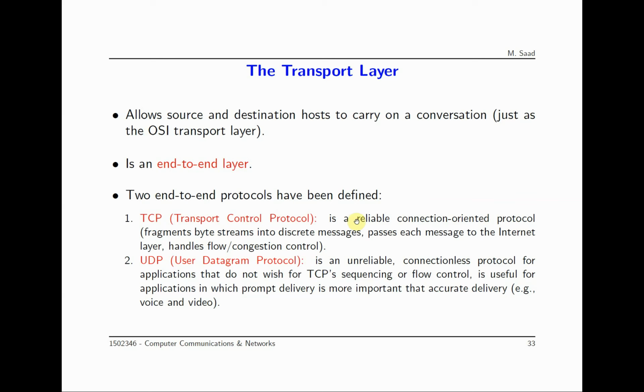In addition to this, at the transport layer, we have two main protocols that we can choose from, depending on the application that is using the network. One of the protocols is called TCP, the Transport Control Protocol, or the Transmission Control Protocol. The other one is called UDP, User Datagram Protocol.